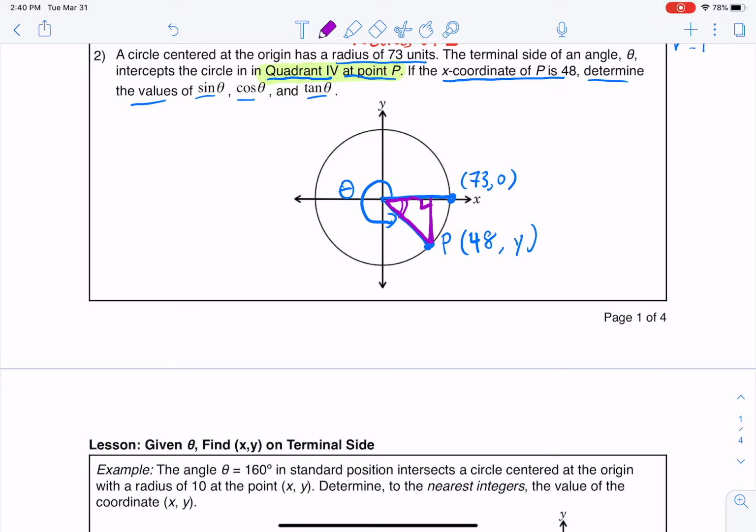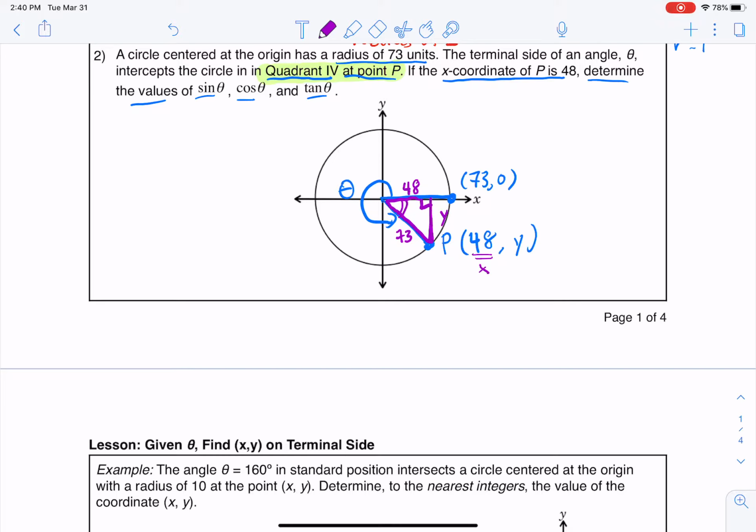Okay, so I know some information about this triangle. I know that the radius is 73. And the hypotenuse of that triangle is the same as the radius. So I'm going to write 73 there. I also know my x value is 48. So the 48 is the same as the base of that triangle. Now we need to find out what y is. We don't know what y is.